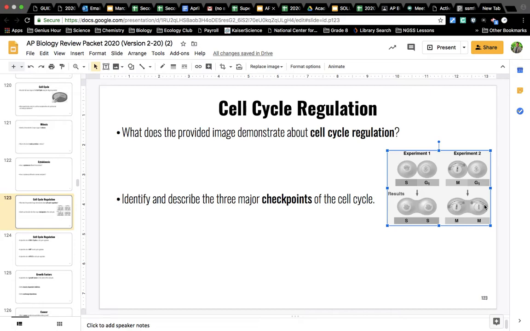So there's obviously some sort of signaling molecule that's present during one stage of the cell cycle that can trigger cells to enter into different stages of the cell cycle.